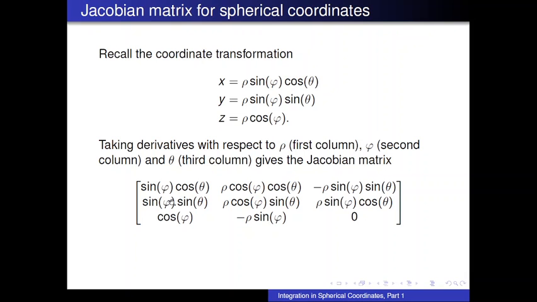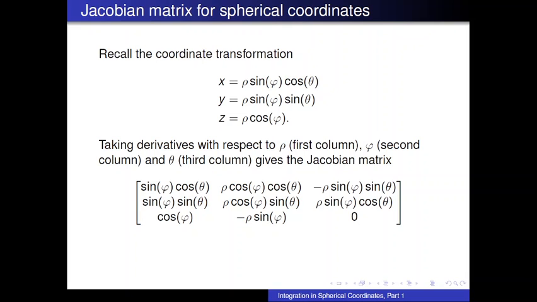Okay, and then I'm not going to talk through every one of them. I think you can see these are the derivatives of y with respect to rho, phi, and theta. And in the last row, we have the derivatives of z with respect to rho, phi, and theta. Notice there's no thetas in the expression for z, so we get 0 for that entry of the Jacobian matrix.